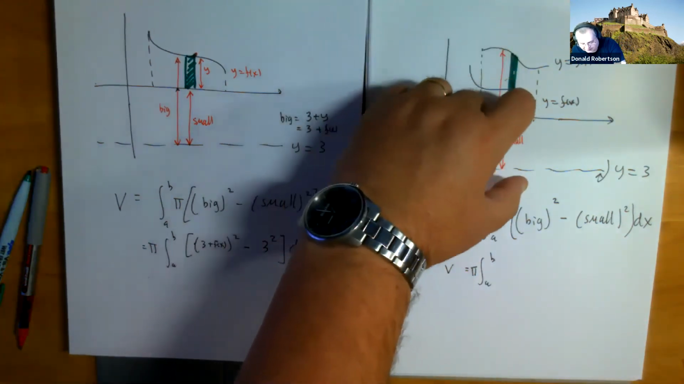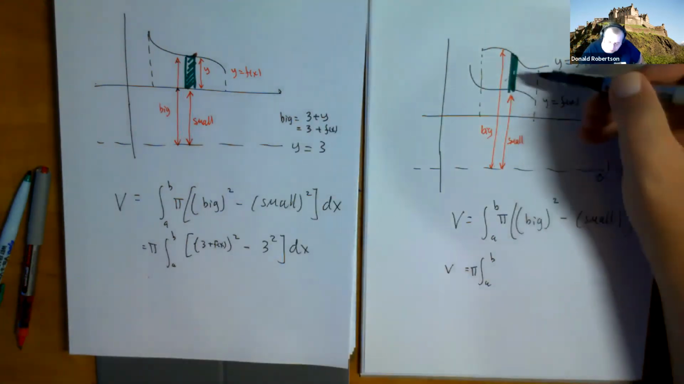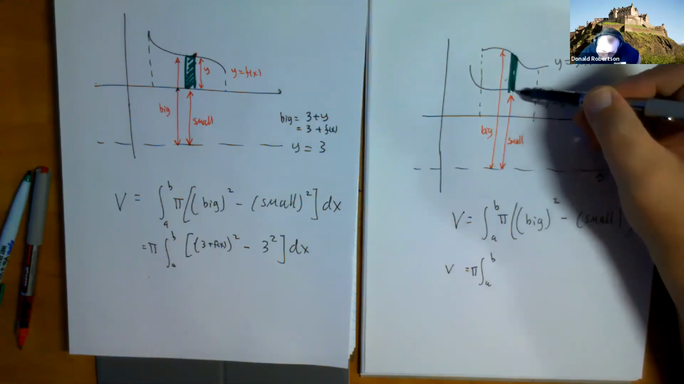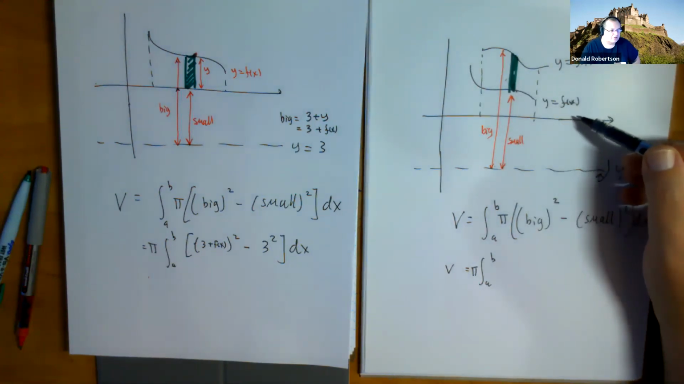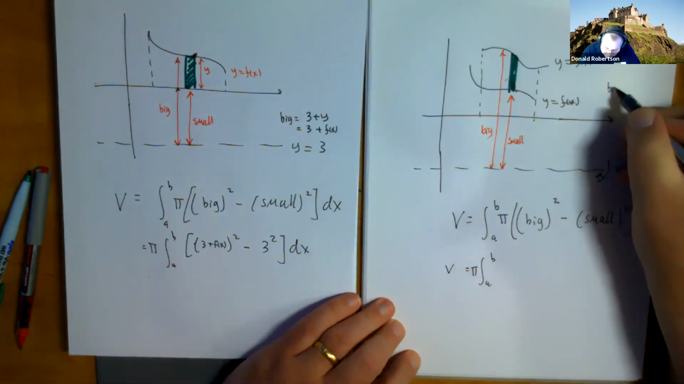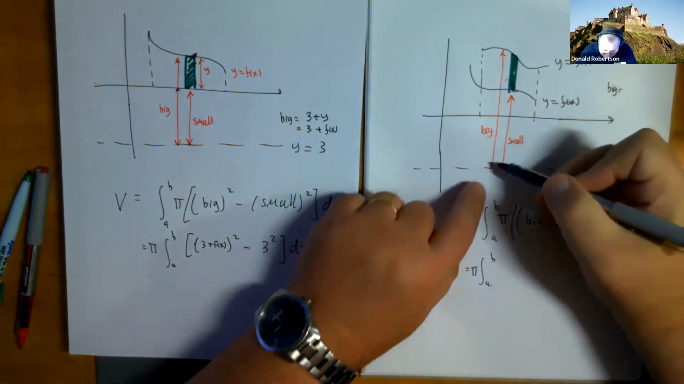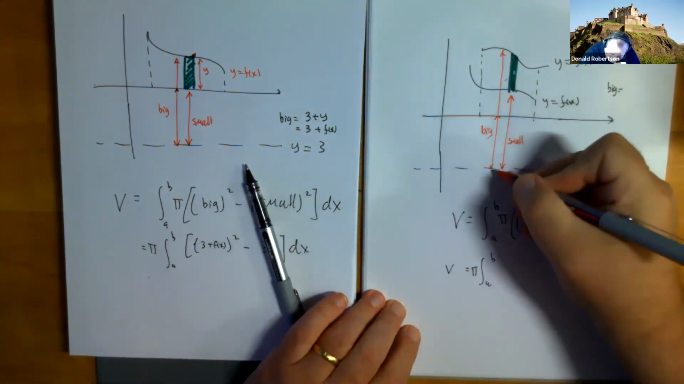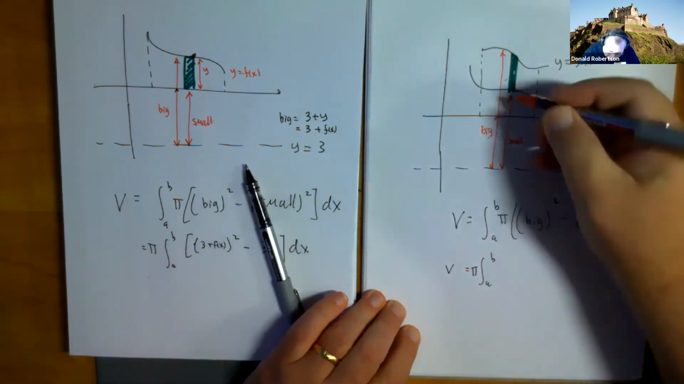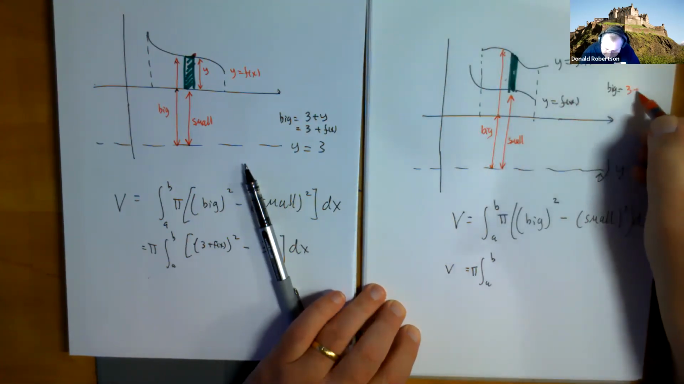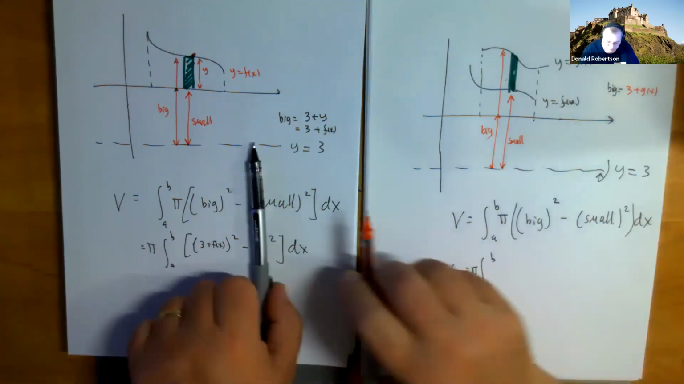This big one and this small one go to different heights. One reaches the height g of x, the second one reaches the height f of x. Right? So when I'm looking at what these are equal to, the big one, which is here to here, is made up of two pieces. It's made up of this distance, which is 3, plus the height. So this is going to be 3 plus g of x.